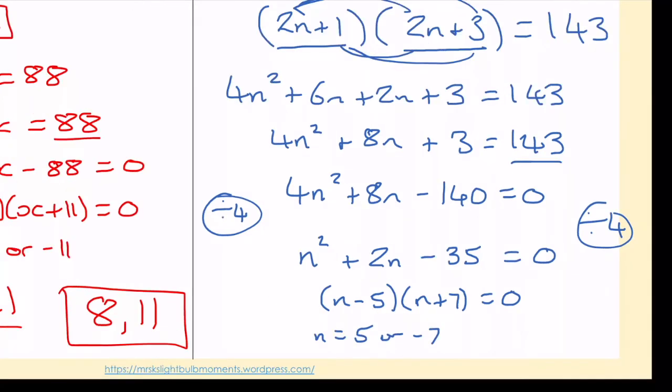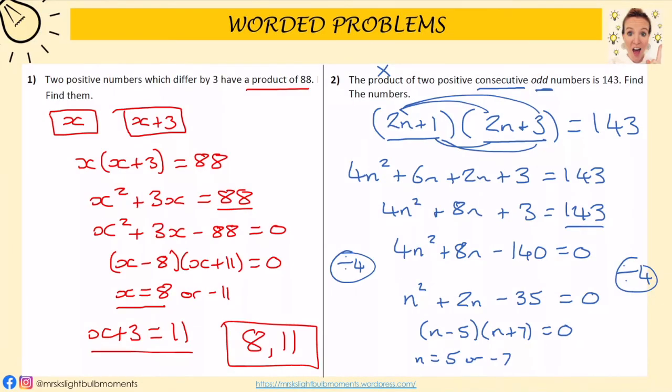Now look back at your question at this stage to check, have we answered it or do we need to do anything else? So I know that it's going to have to be the positive version because we've got positive numbers there, can't be that minus 7. But that's not my odd number, because I want two positive consecutive odd numbers, that'd be 5 and 7, but when I multiply them together I don't get 143. That's because my numbers were actually 2n plus 1 and 2n plus 3.